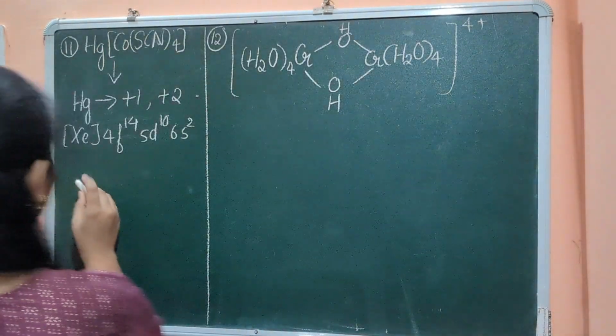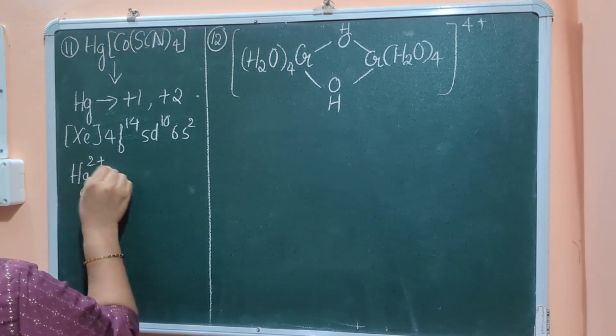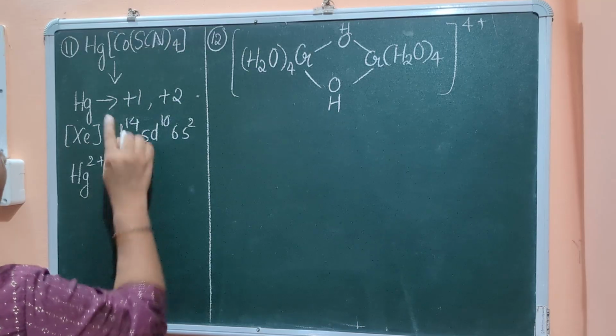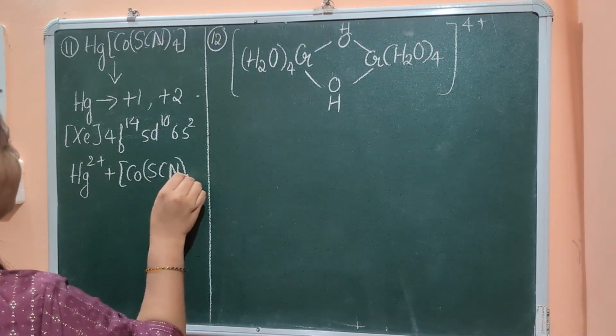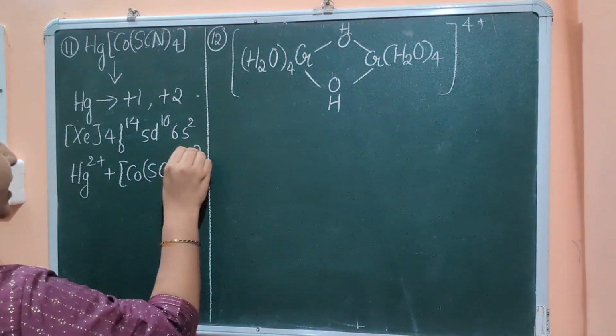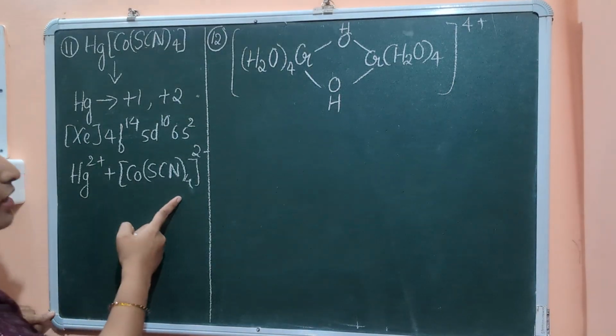Let me dissociate that one. The complex is getting dissociated into Hg2+ and the same charge will be on the other complex here, cobalt with SCN acting as a ligand, 4 of them, and it will become 2-. So this complex is dissociating into a cation and an anion here.